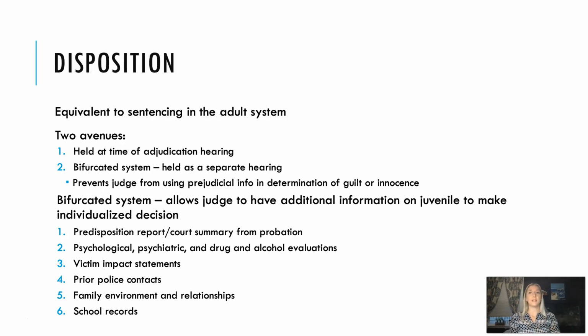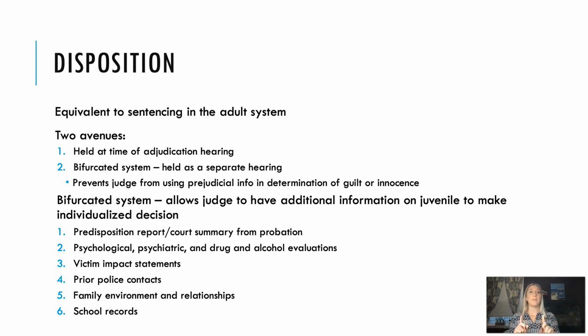Our next step then is disposition. So this is the equivalent to sentencing in the adult system. There's 2 avenues by which this can happen. The first is it can be held at the same time as an adjudication hearing. So the order is going to read an adjudication/disposition hearing. These are typically going to happen when you have those plea bargains. Everything's going to be agreed upon in a nice, neat little package for the judge.